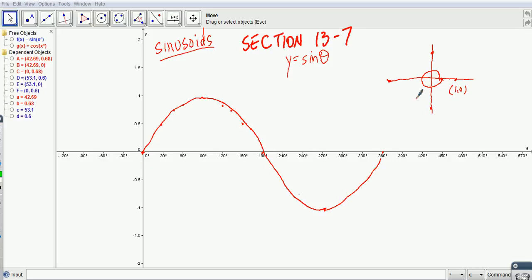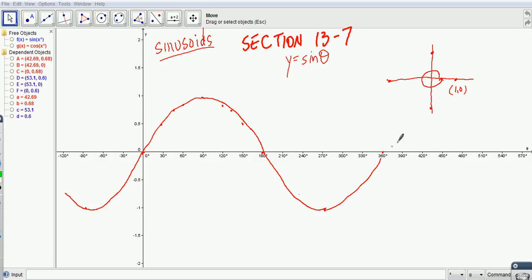Now, of course, it could go negative as well, couldn't it? You can go this way around here. So I could start putting points negative. So watch, if I go to negative 90, where's negative 90? It's the same place as 270. Where's 270? It's at negative 1. So at negative 90, I could come down here to negative 1, and it starts that whole routine all over again. Do you see it?